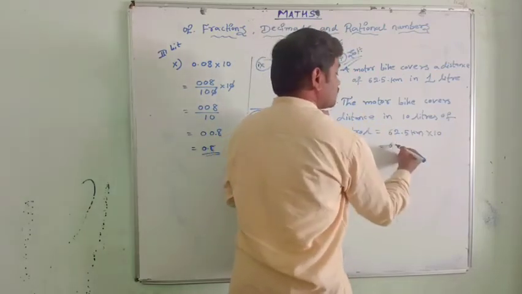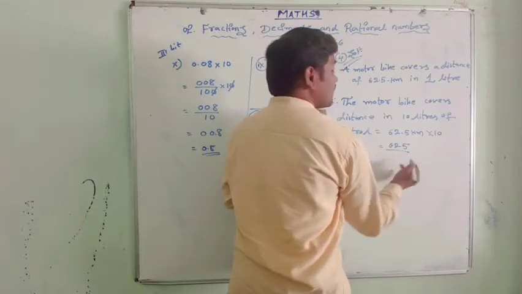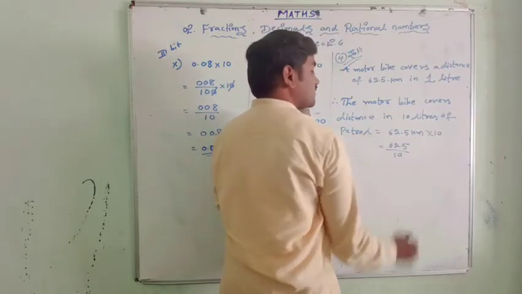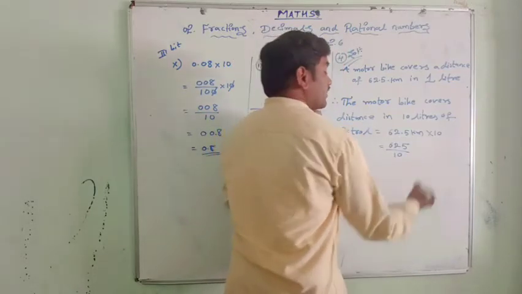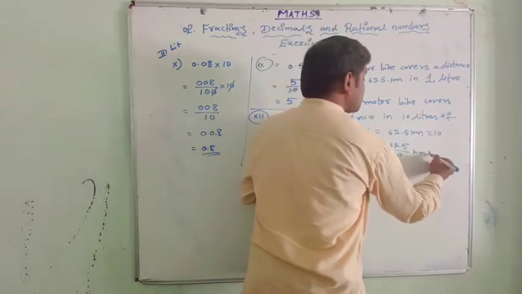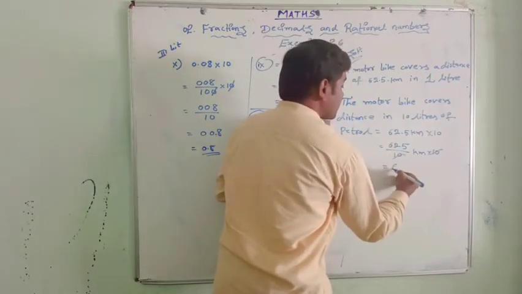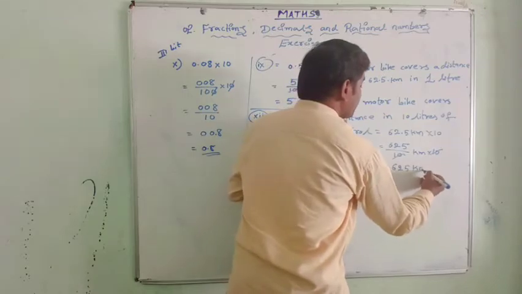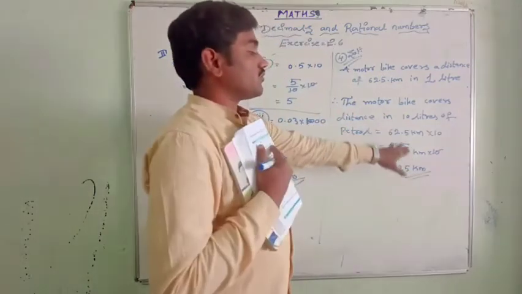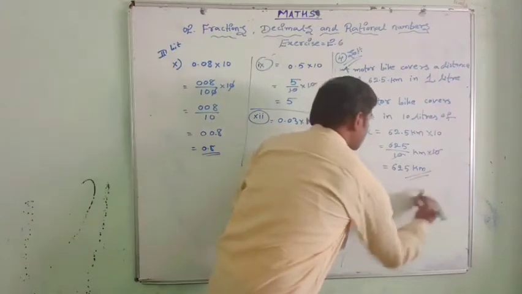Simple. This 62.5 I will write in the fractional form. This decimal number I will write as a fraction, that is 625 by 10 kilometers into 10. This 10 will get cancelled. 625 kilometers. If you are able to do it in this way, fine.